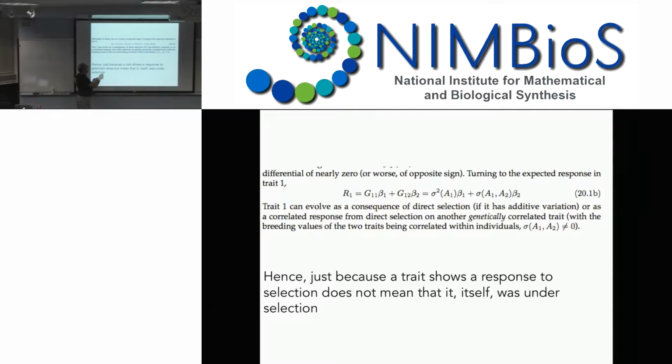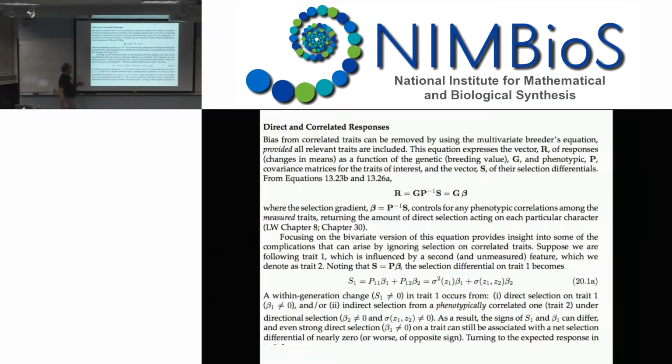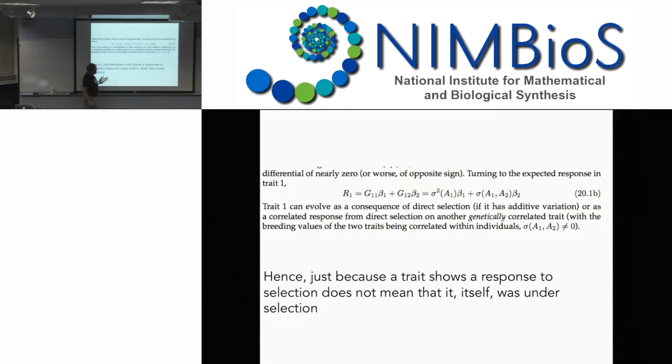So just because R1 changes in the offspring tells you nothing about whether trait 1 is under selection, nor anything about the sign of that. Just because a trait shows a response to selection doesn't mean it itself is under selection. A within-generation change can be driven by phenotypic correlations on other traits, and a cross-generation change can be driven by genetic correlation on other traits. So that's the concern you need to worry about when you have multiple traits.